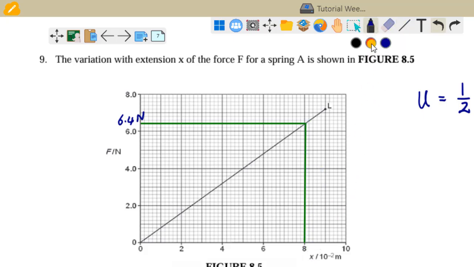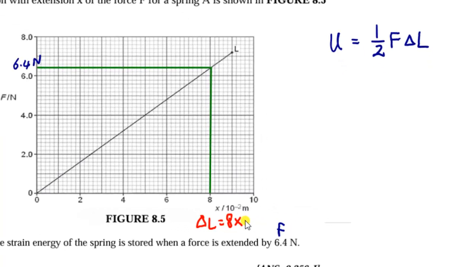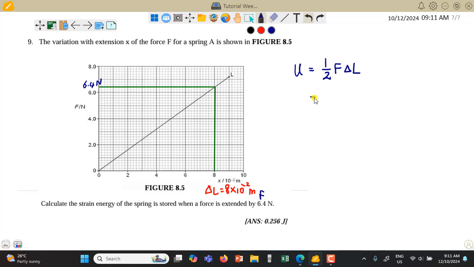So the value of extension obtained will be 8 to the power of negative 2 meter. Okay, then I can substitute into the equation half. When the force applied is 6.4 Newton, the amount of extension will be 8 to the power of negative 2. Then class, you may pause the video to do your calculations. So if we calculate correctly, we should get the strain energy to be 0.256 joule.